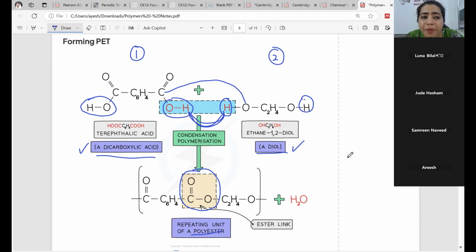Okay. So PET is going to be a polyester because it is formed from one monomer having dicarboxylic acid and the other monomer having two alcohol groups, meaning a diol.